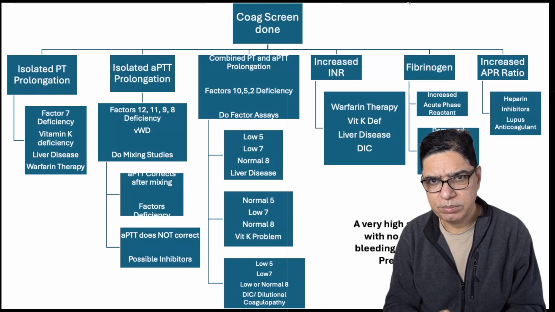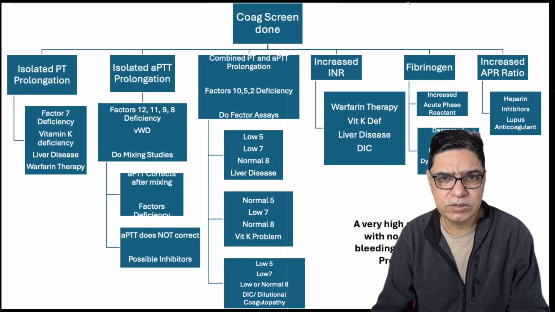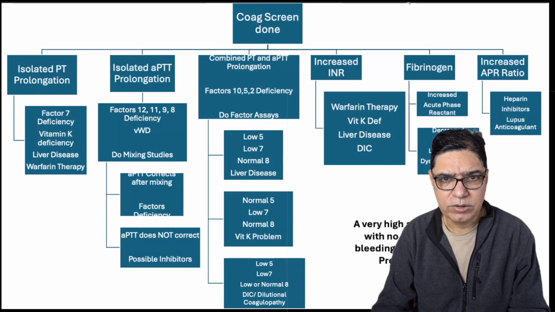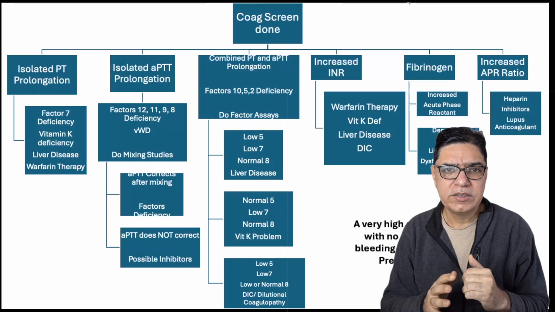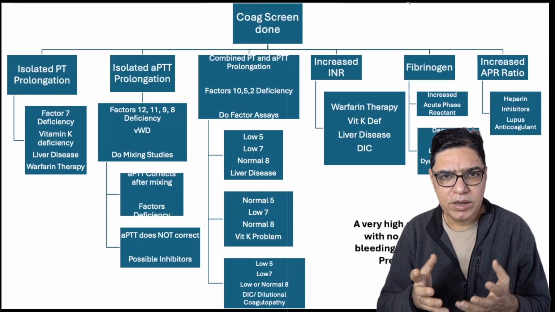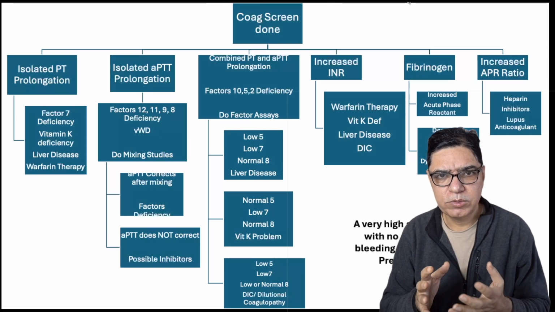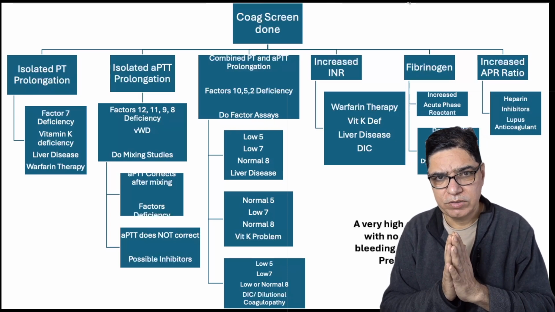And if there is an increased APTT ratio, then it means that either the patient is on heparin therapy, or there are inhibitors in his blood, or he might have lupus anticoagulant in his blood. So these are some of the interpretations of either a prolonged PT, a prolonged APTT, or a combined prolonged PT and APTT, or problems with the INR, APTT ratio, or with fibrinogen.